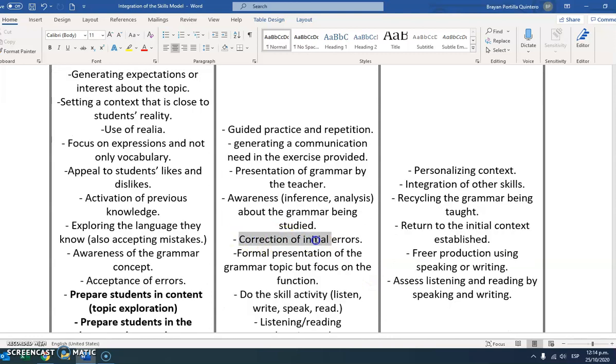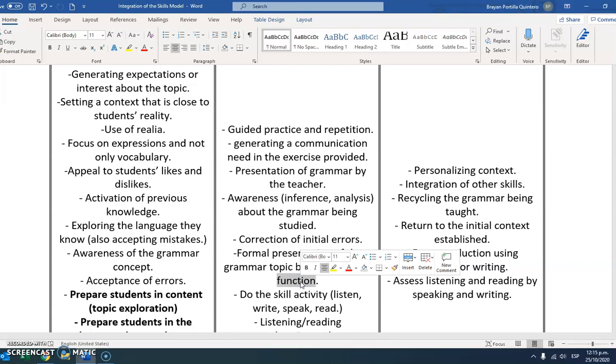Of course, this is the moment to make the corrections of the initial mistakes that were presented in the previous activities by the students, and then the teacher does a formal presentation of the grammar topic, but you should be focusing on the function, so that is communicative grammar rather than just grammar: subject, verb, and complement as a structure that is to be memorized. So no, the idea is that you focus on the function of this. And this function is what is presented in the language function objective that we already have.